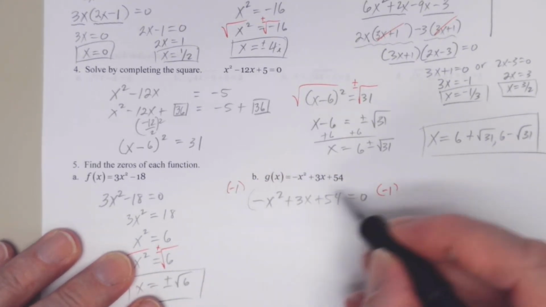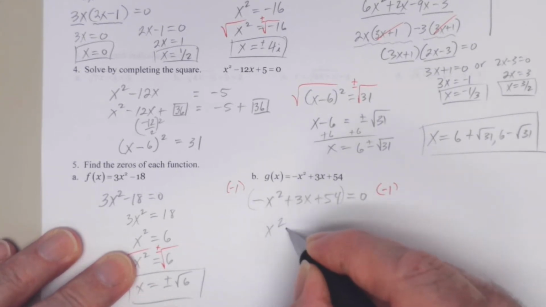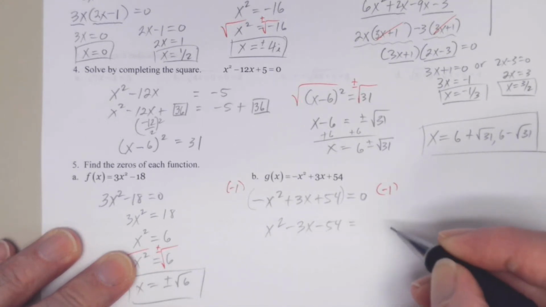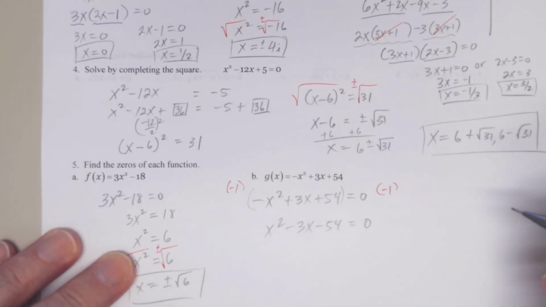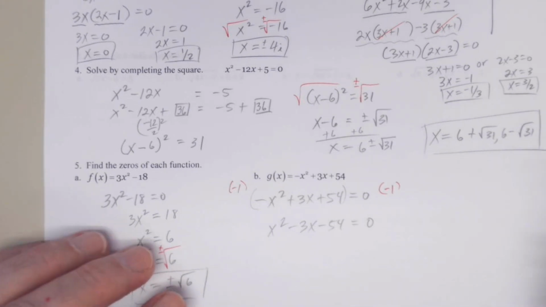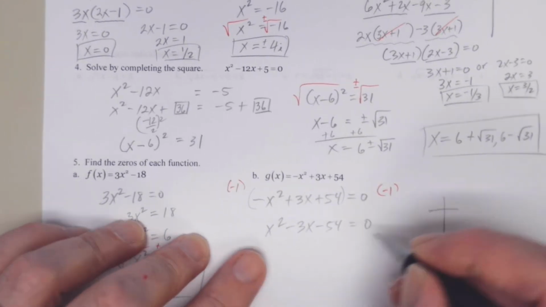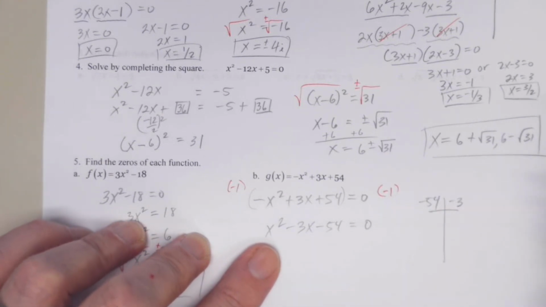Now when we do that, we have to distribute here, and so every term changes signs. We get x squared minus 3x minus 54. The beauty of it all is on the other side we still have 0, don't we? Because 0 times anything is 0. And so now you'll see this is much easier to factor. We need two numbers that multiply to negative 54 and add up to negative 3.